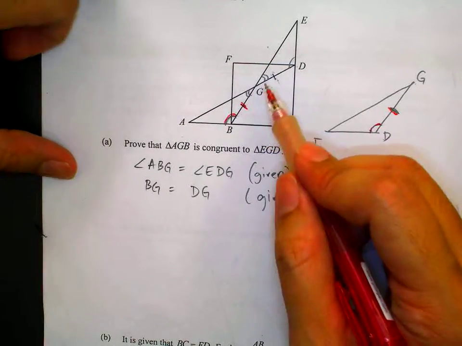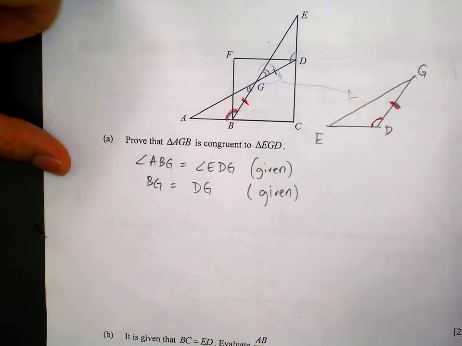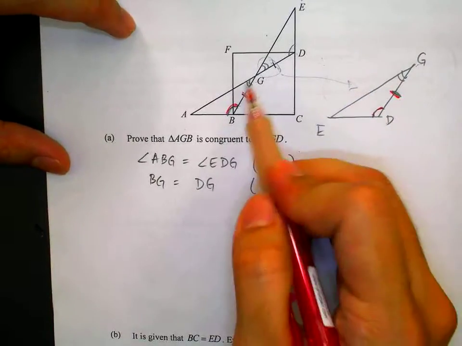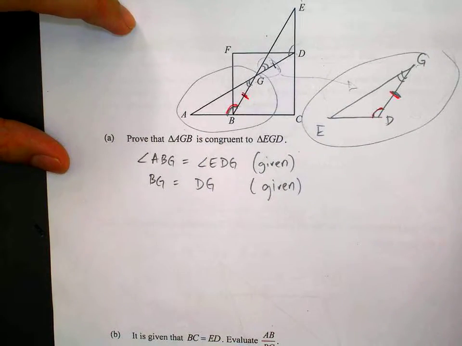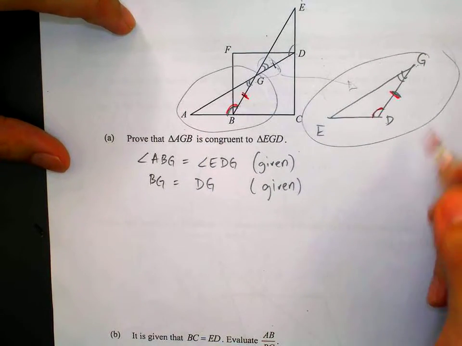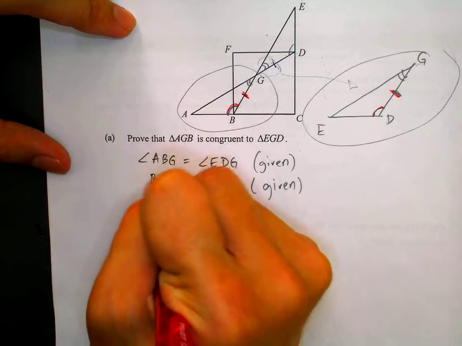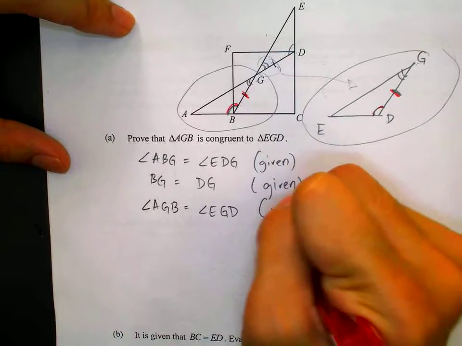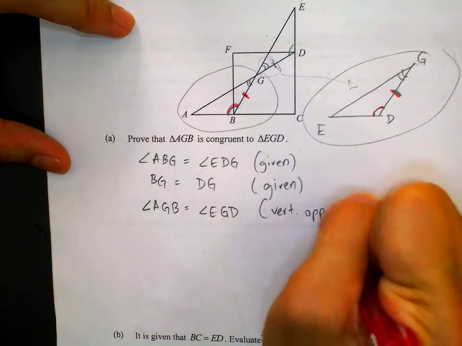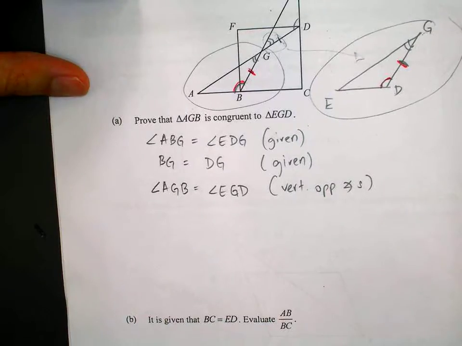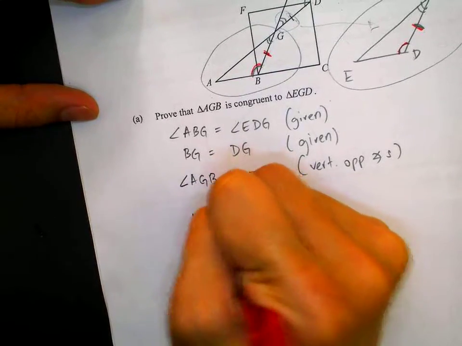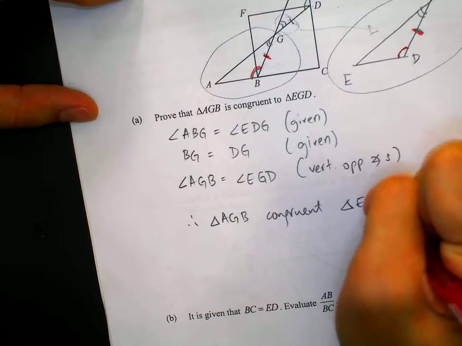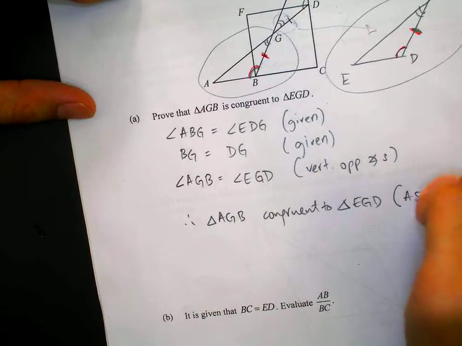Let me transfer this angle into my triangle. EGD, this is the angle. Look, they are the same. I've got side, angle, side, angle. So right now, angle AGB equals angle EGD. The reason? Vertically opposite angles. So, triangle AGB is congruent to triangle EGD. ASA test.